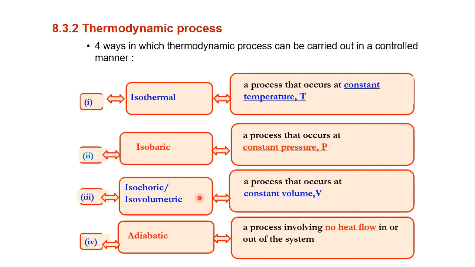Next, isochoric. And it has another name, which is isovolumetric. It is a process that occurs at constant volume. That means the volume of the gas is constant along the process. The last process is adiabatic. It is a process that has no heat flow in or out of the system. That means for this process, the amount of Q is 0.